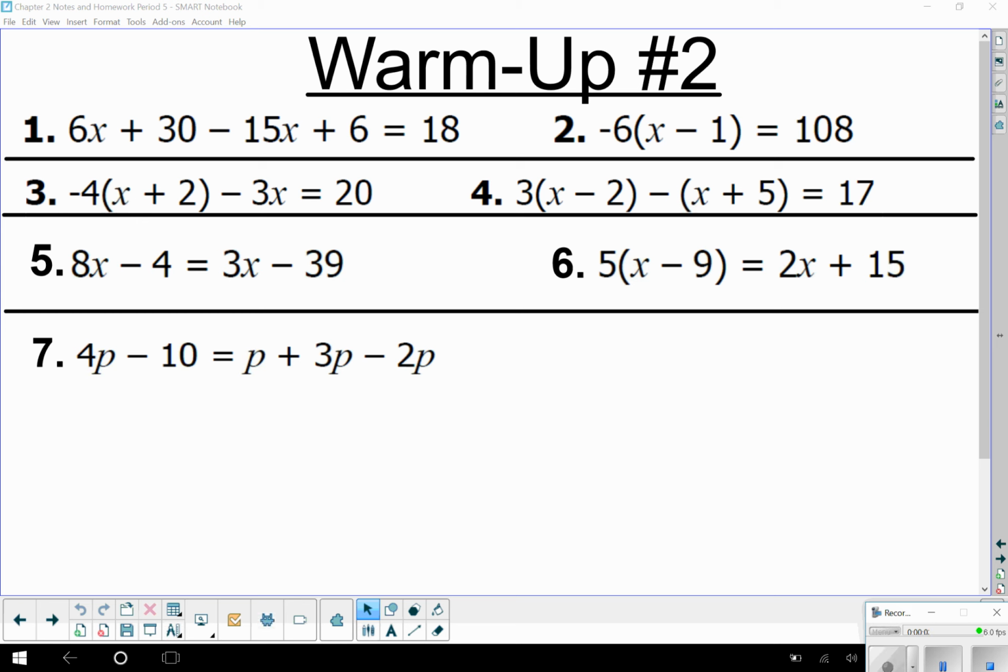All right, so what you're looking at right now is your warm-up for number 2. Please work on these problems, pause it, work on these problems, and then turn it back on to see the answers, the work and the answers. Now I'm trusting you to actually pause the video to work on these. So please, please, please do that so you can have the practice.